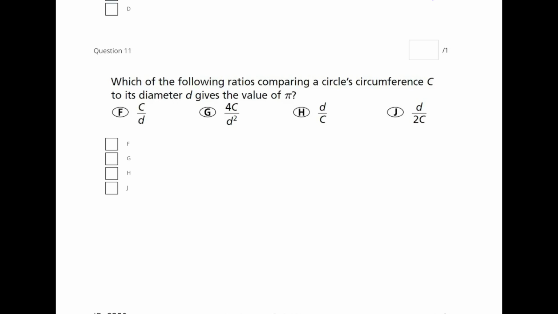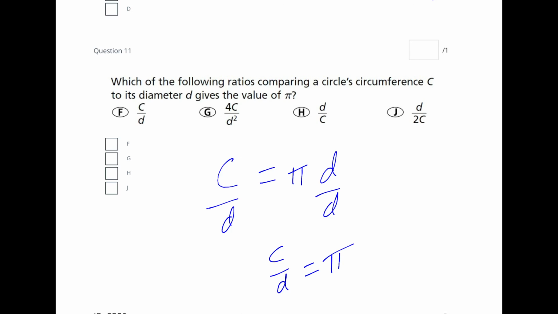They want to know ratios comparing a circle's circumference to its diameter. So circumference is equal to pi times diameter. Which one gives the value of pi? So we're going to divide by diameter on both sides, I guess. And we have c over d is equal to pi. So F.